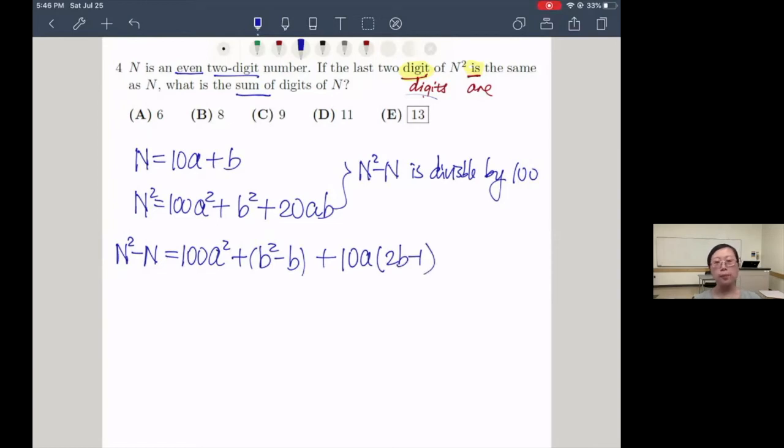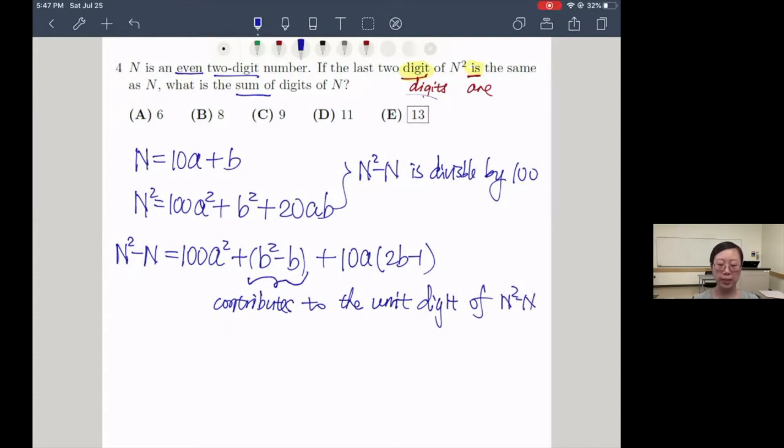So the first one does not contribute any information about a and b because it is already divisible by 100. And the last one, 10a times 2b minus 1, does not contribute to our search for the last digit because it's already divisible by 10, it's a multiple of 10. And the middle one contributes to the unit digit of n squared minus n, because this is the only place that you can obtain a unique digit.